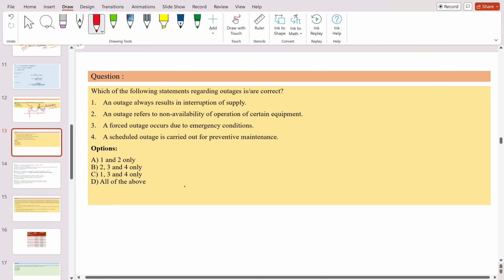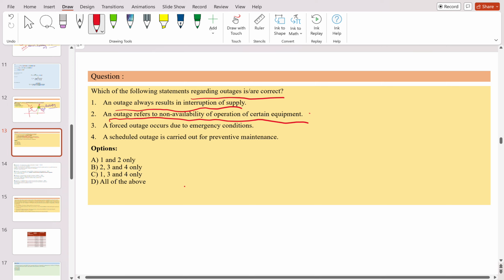Let me re-verify. Which of the statements regarding the outages are correct? An outage always results in the interruption of a supply, but that is not the case, because when you have multiple generating sources, one supply can be off for a certain duration, but other systems are operational. You just have to trip the circuit breaker of that generating source, and then you can supply from the other sources also. So it results in the interruption of the supply, but not for a sustained time. An outage refers to the inability of operation of certain equipment.